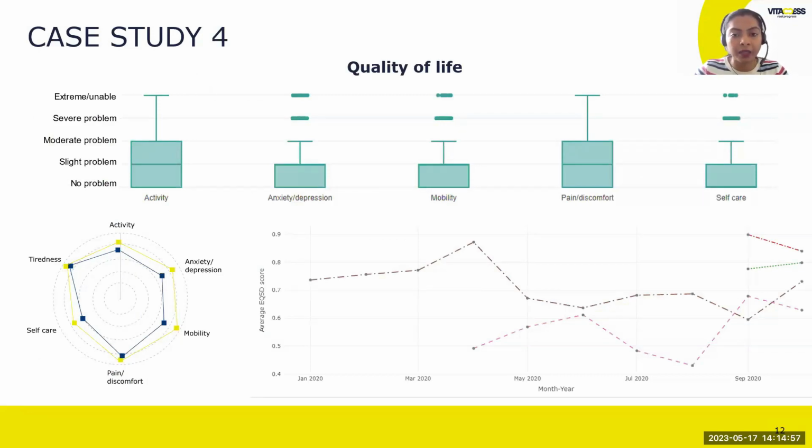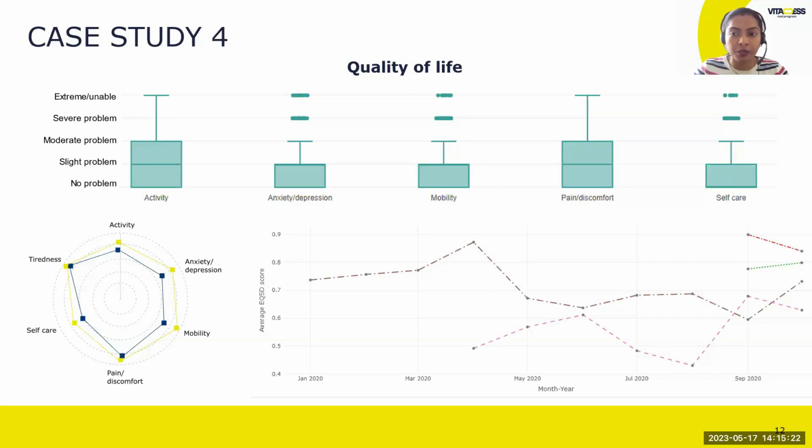Here in this particular case study, we're talking about the quality of life in patient-reported data and how this data can be used in data storytelling. The choice of plot could always be based on what you want to convey, the type of research question you're trying to answer, or the available data.